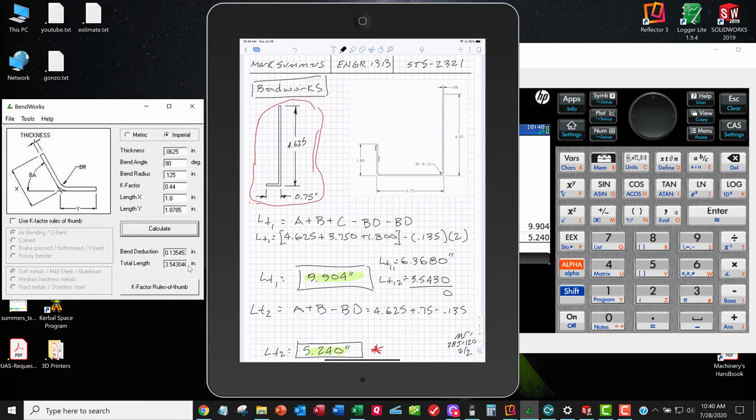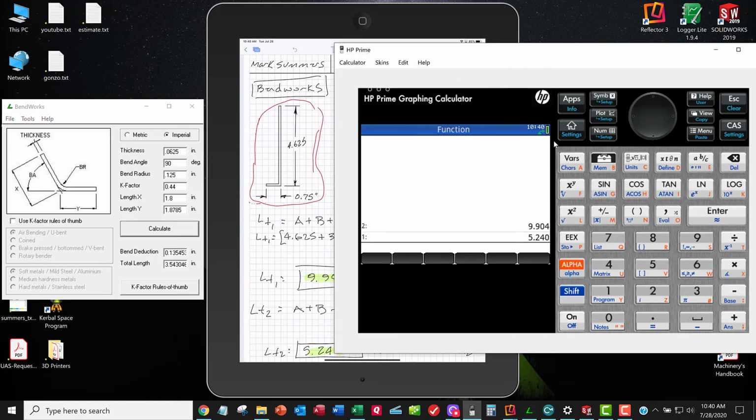I'm going to do this in my head. That's a 1. Carry 1. That's a 0. Carry 1. That's a 9. That's a 9. 9.901. 9.904. Did I do that right? Let's check my calculator. Maybe I did it wrong here. So I got 3.54304, enter. Let's get this other number back here. This is going to be 4.625. Wait a minute. What the hell is this? 1.885. No wonder the number didn't match up.